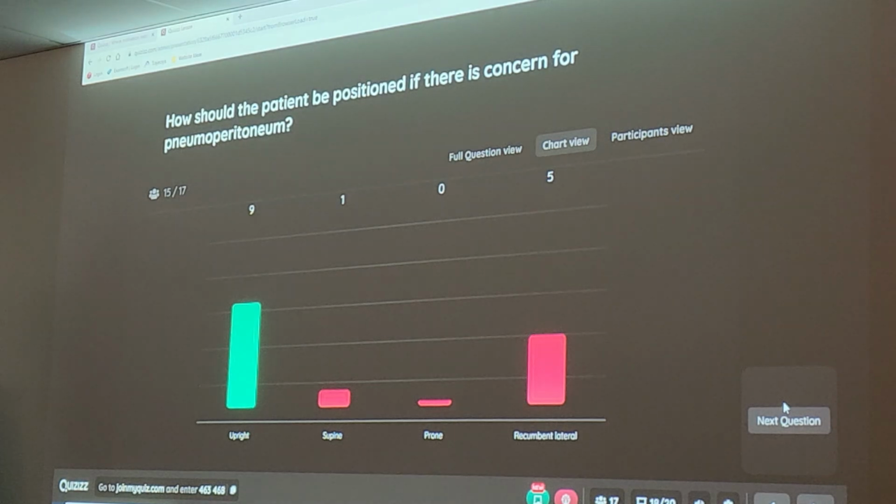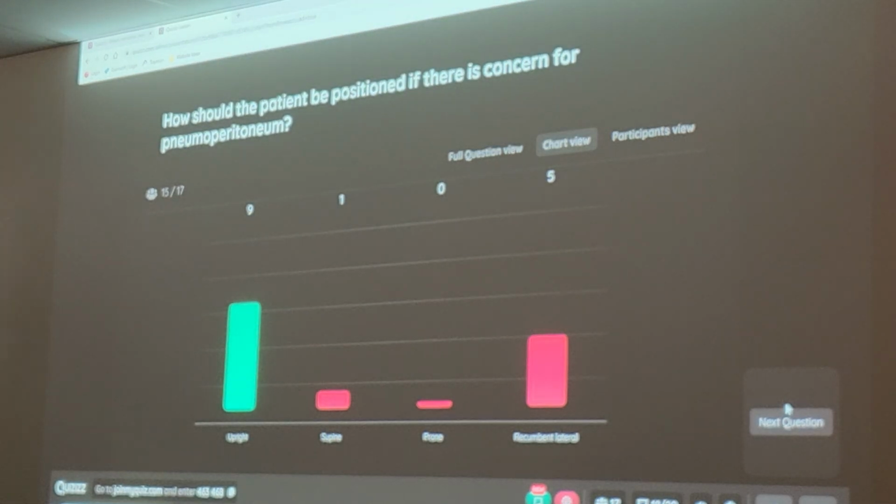Good. So remember, pneumoperitoneum, free air in the abdomen. Anytime it's free air, we want upright or decubitus.